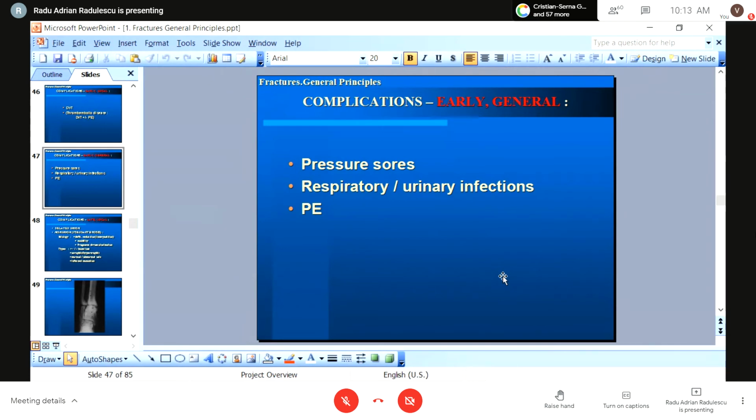Respiratory and urinary infections, due usually to immobilization in bed in old patients. So in old patients, a fracture of the lower limb will lead to immobilization, and that may be responsible for pneumonia, for example, or urinary infections, which sometimes, if they are not properly controlled, may lead even to the death of the patient.